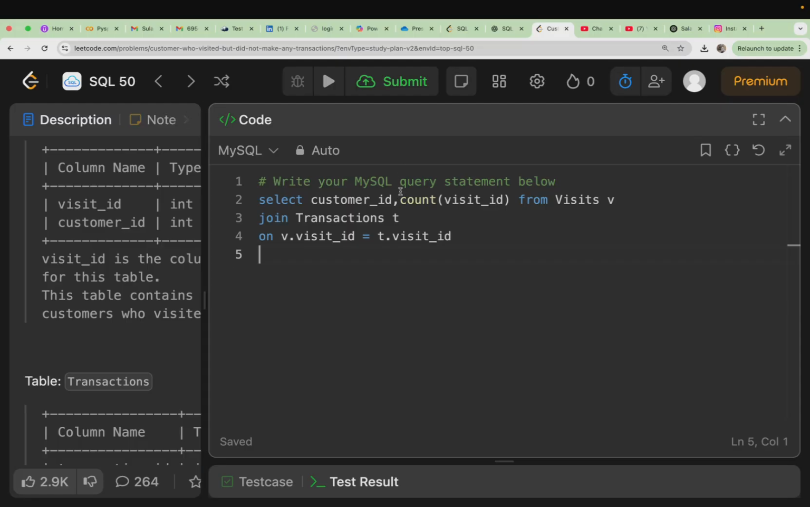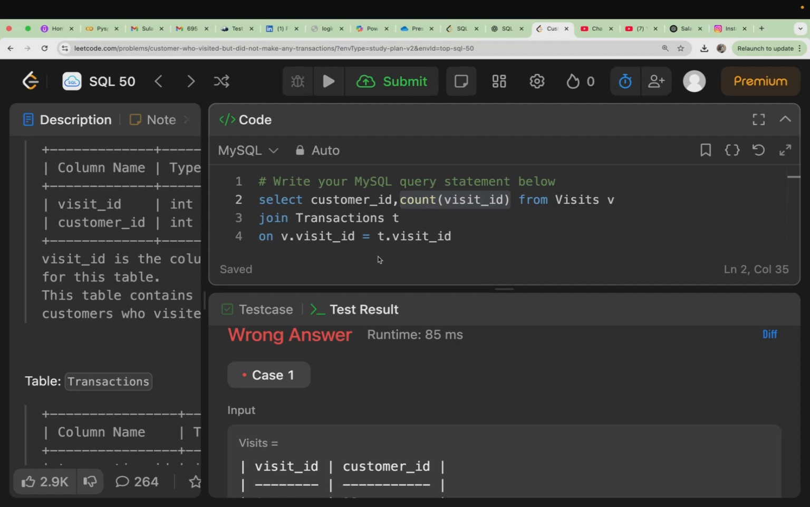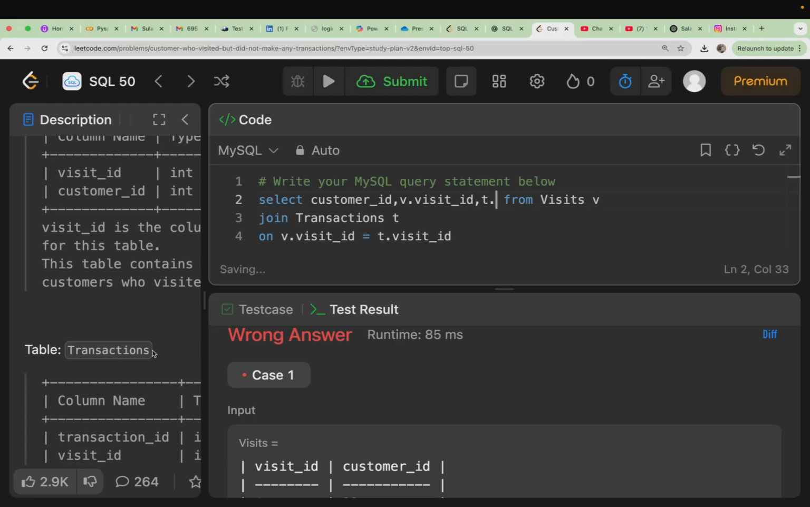I think let's not get the count right now. Let's try to understand it more clearly. Let's take visit ID directly from table V, and we can also take the transaction ID from table transaction. Now let's try to run this.